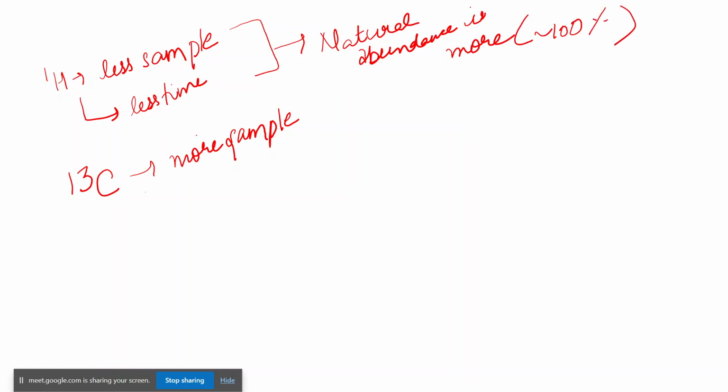While for the 13C, the natural abundance is very less, that it is 1.1%. Therefore, you require more sample and more time to record your 13C spectrum.